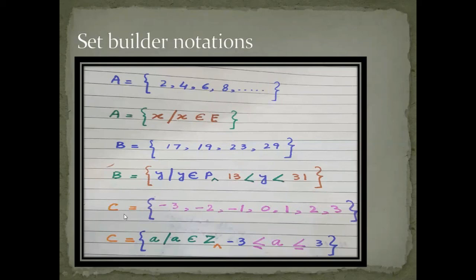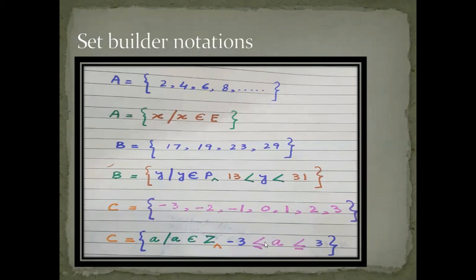Now the last example, C is equal to -3, -2, -1, 0, 1, 2, 3. This is a set of integers because both negative and positive numbers are there. So a such that a belongs to Z, and Z is used here for integers.